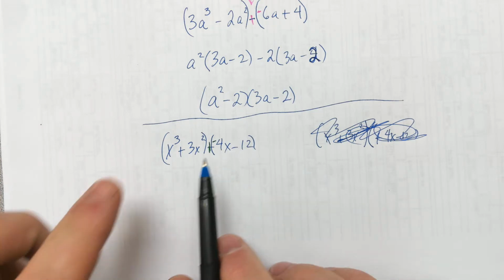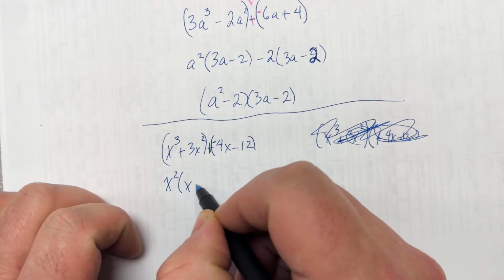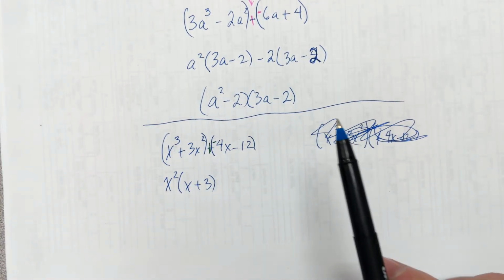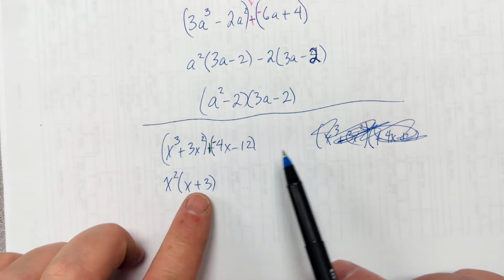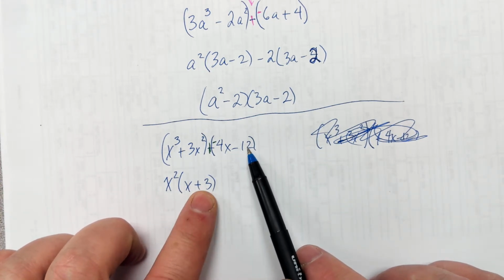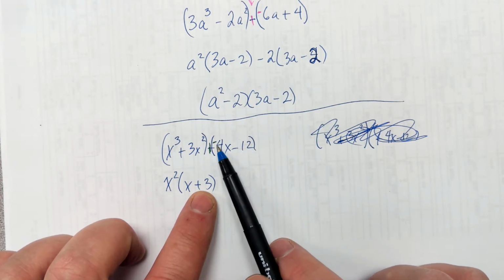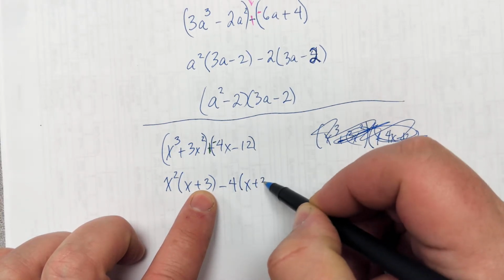Okay, now here we can take out an x squared. And here's the thing where you got to be careful. This is a positive 3, and this one's negative. That means we are going to have to take out a negative number. And this is a negative 4, so actually that's what we're going to take out, just like Alex said, negative 4.